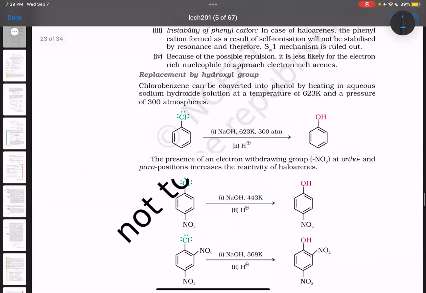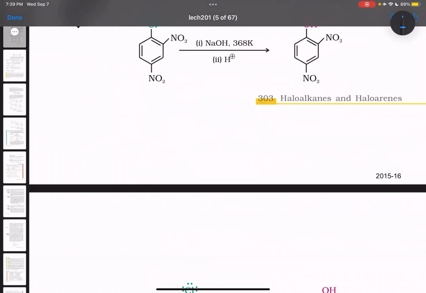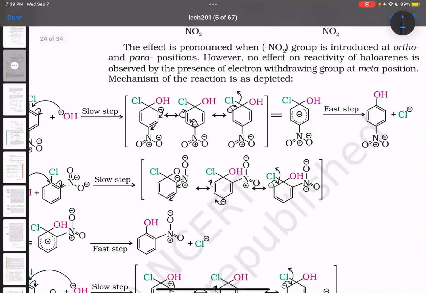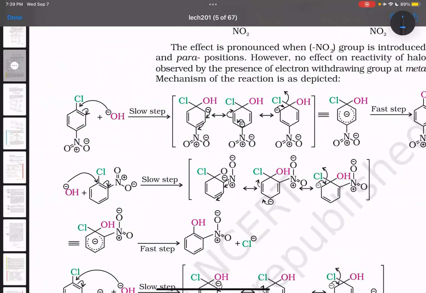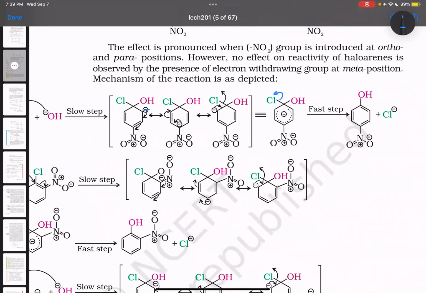Look at the temperature. They have given it in Kelvin. I have shown you in Celsius, and they have explained how this is happening. The OH minus comes in and pushes away the electron. There is a minus formed. That minus circulates within the ring. That minus tries to form the benzene again, and in that it pushes the Cl minus out, and that's how you get the product.